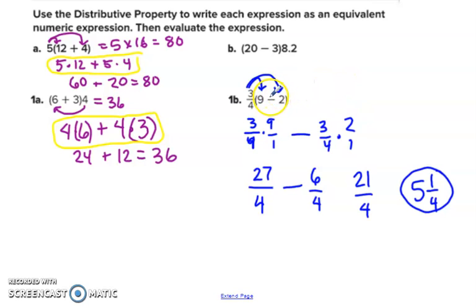Maybe you know 3/4 times 7 or whatever, and by doing the order of operations you would get 5 1/4. But the whole thing is that it's very important for me to have you show this step right here. I'll be asking to see those.